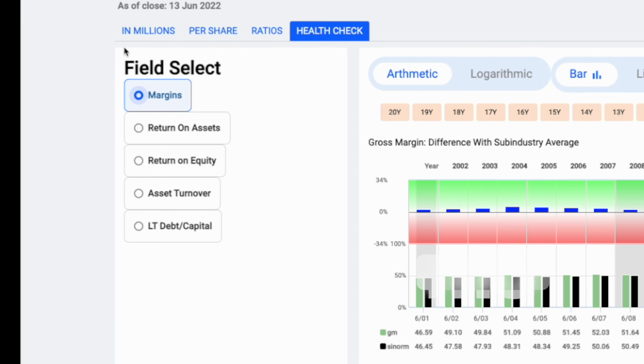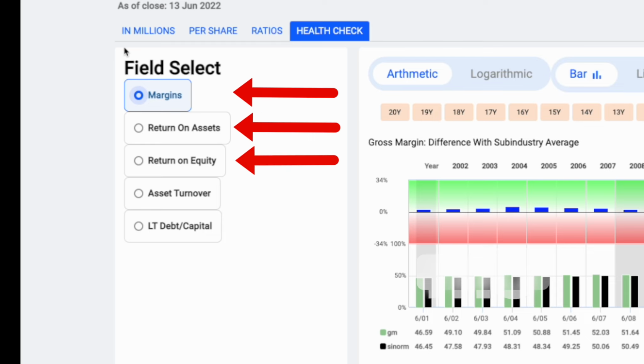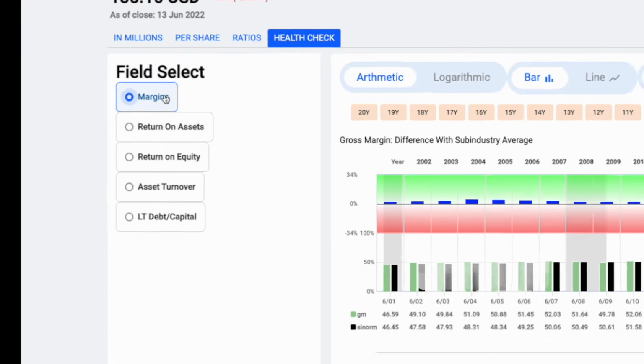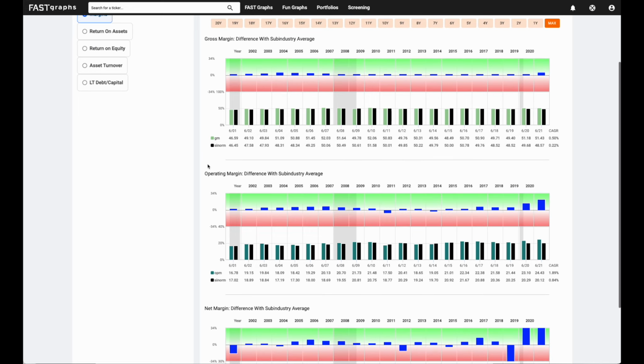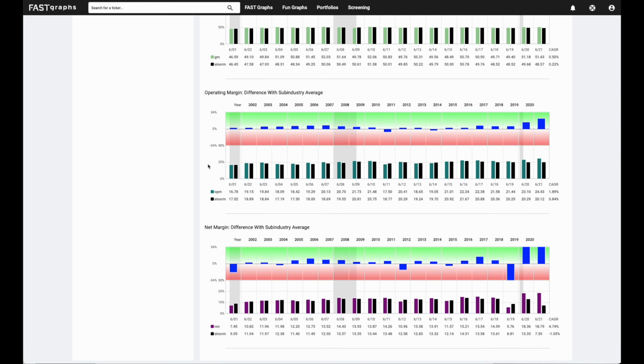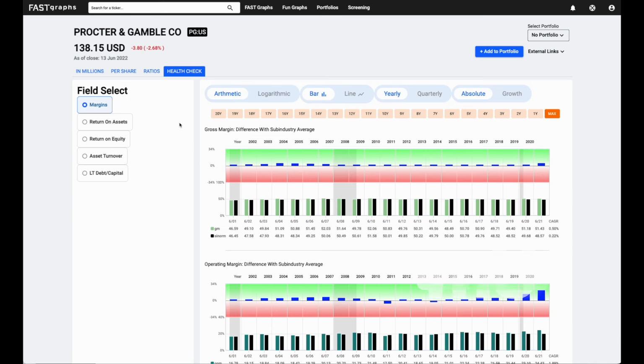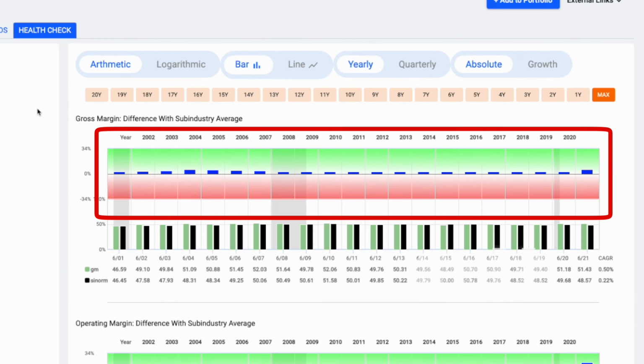Currently, the list of available metrics in Health Check are margins, return on assets, return on equity, asset turnover, and long-term debt to capital. Under the margins metric, you'll find 3 sets of graphs: gross margin, operating margin, and net margin, each containing a stacked chart. The top of the stacked chart is the health scoring system.